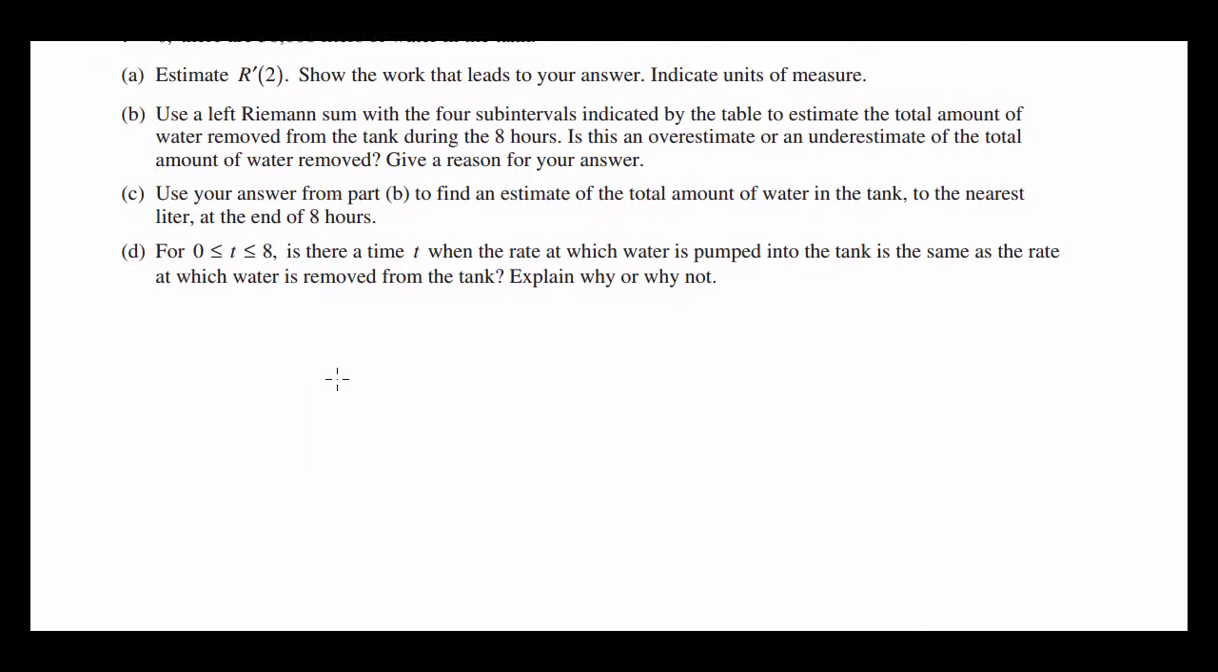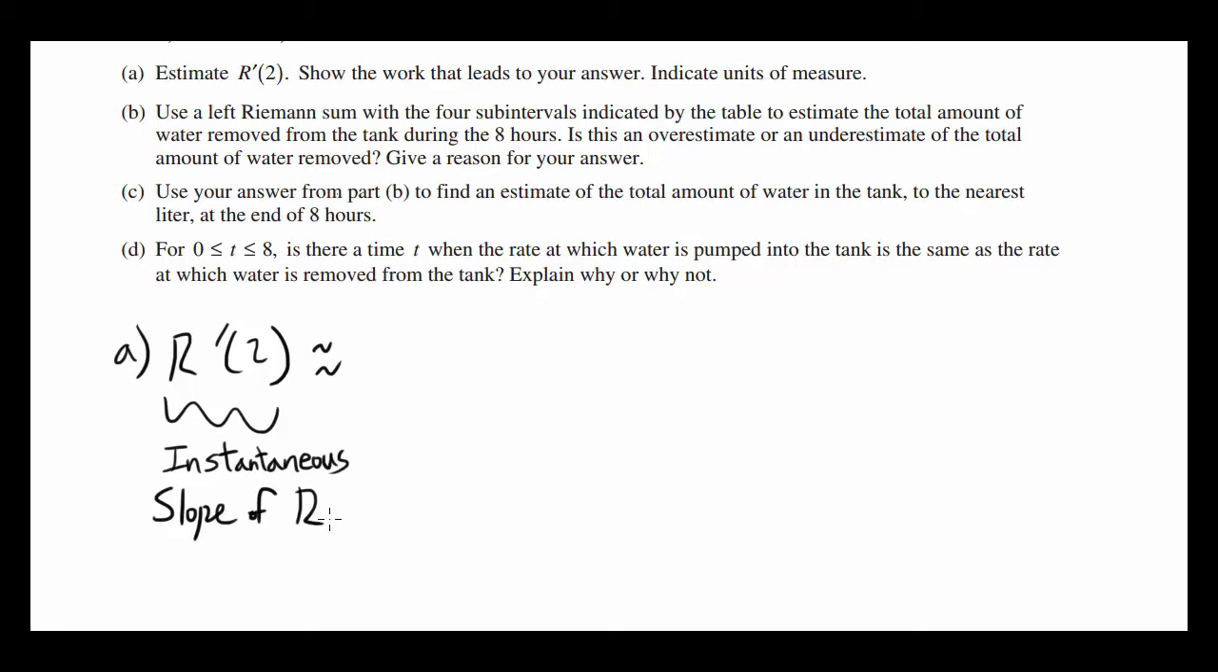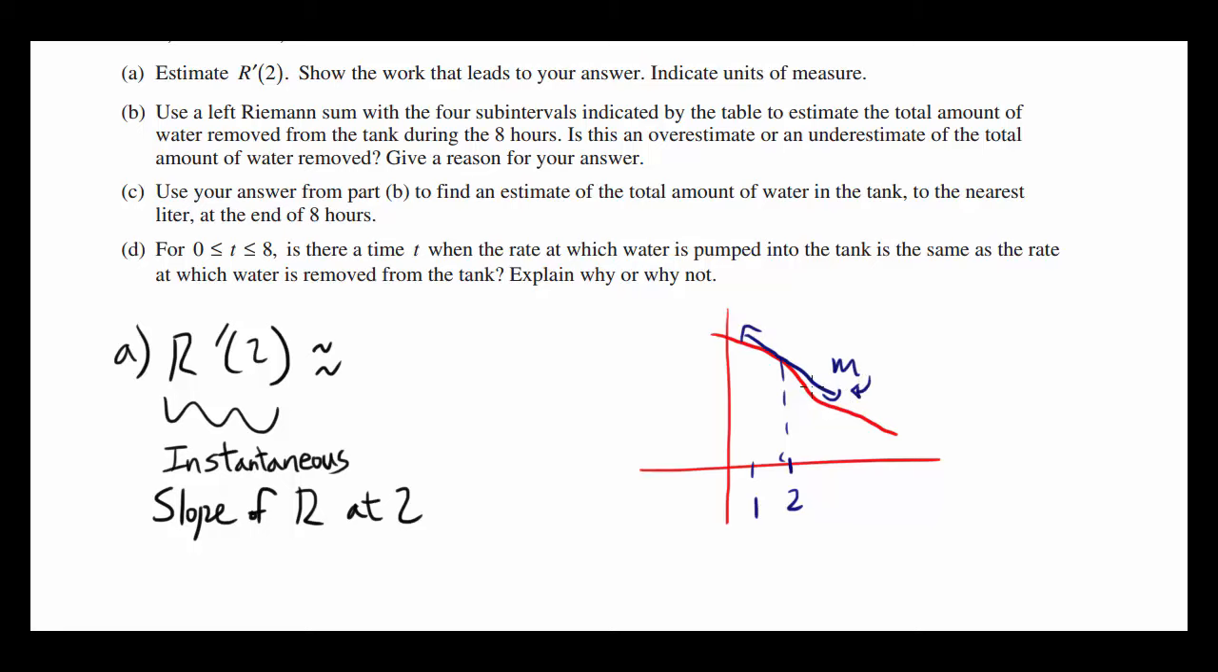Estimate R prime of 2. We have to estimate R prime of 2. Well, R prime of 2 is the instantaneous slope, or instantaneous rate of change, of the graph of R at 2. How can we estimate this? If you think about it, let's say our graph of R, we know it's decreasing, so it's doing something like this. You want to find the instantaneous slope when time is 2. At this point, the slope is going to be the slope of the tangent line, so it's going to be the slope of this line.